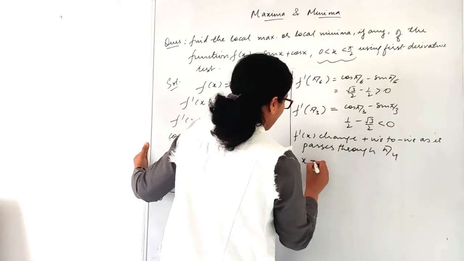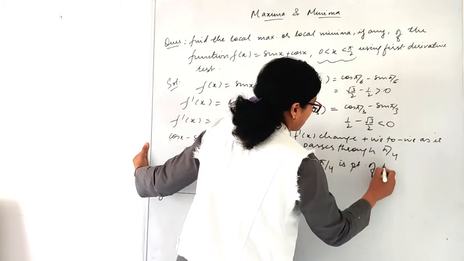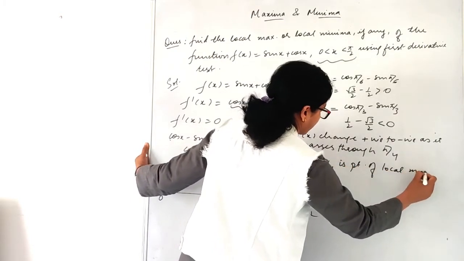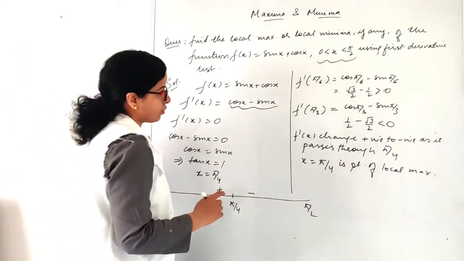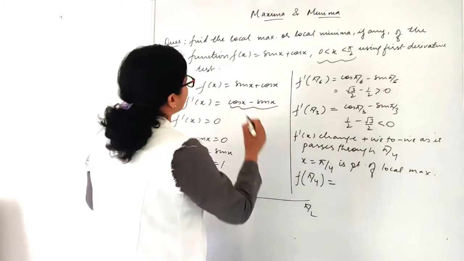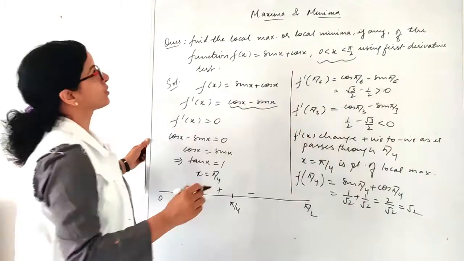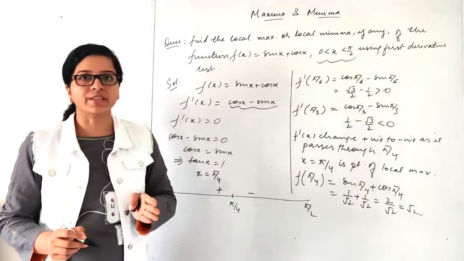It means f dash x changes from positive to negative as it passes through pi by 4. It means x is equal to pi by 4 is a point of local maxima. Okay, and we have to find the local maximum value in that case. So f(pi by 4) will be sin pi by 4 plus cos pi by 4, which is nothing but root 2. So this is all about the first derivative test.